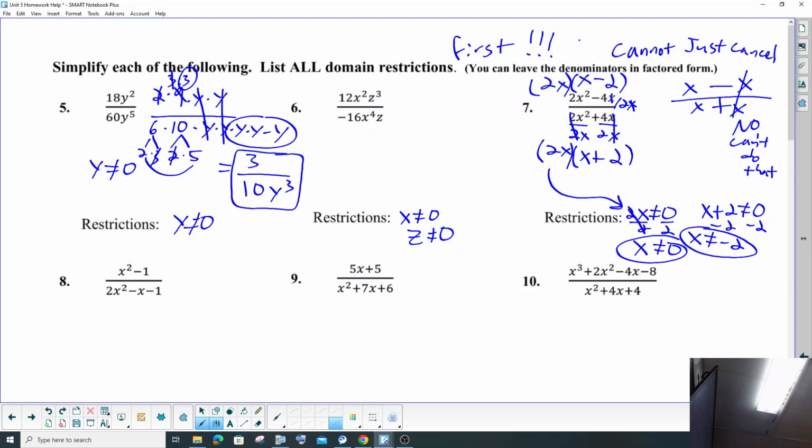So then we have a 2x divided by 2x. Anything with multiplication, those two can cancel now. And so our final answer is x minus 2 over x plus 2.